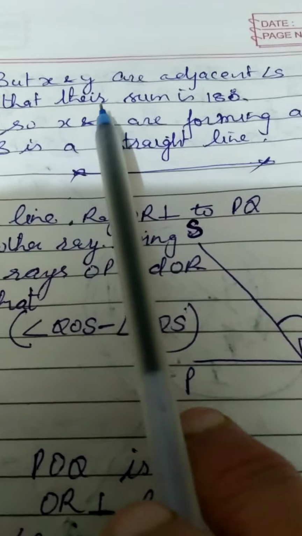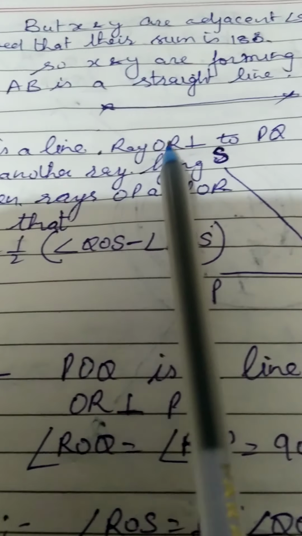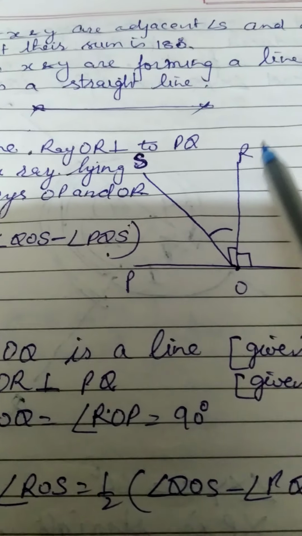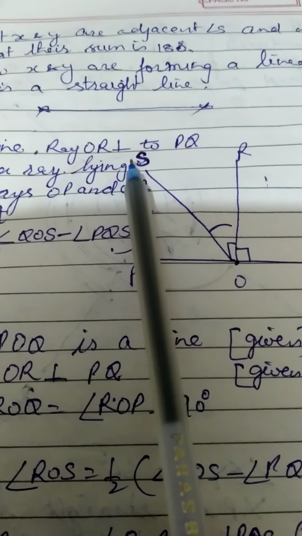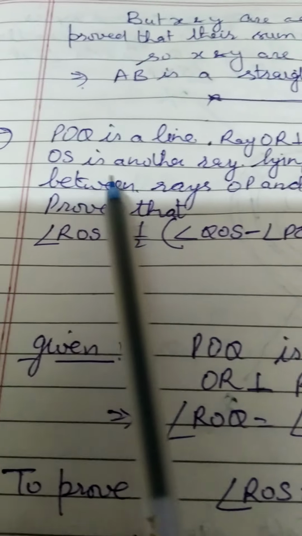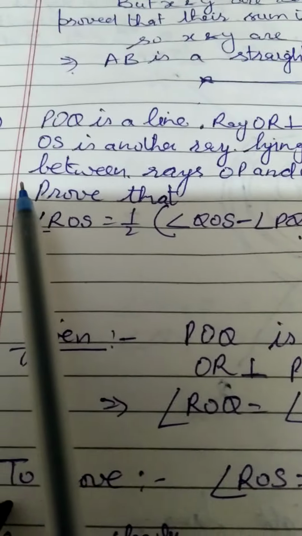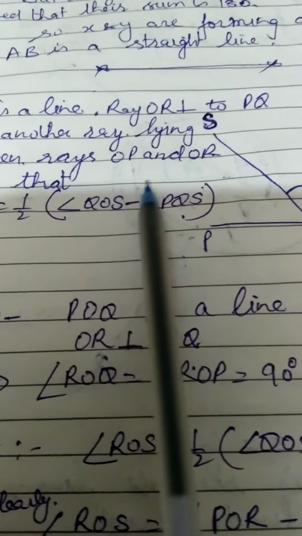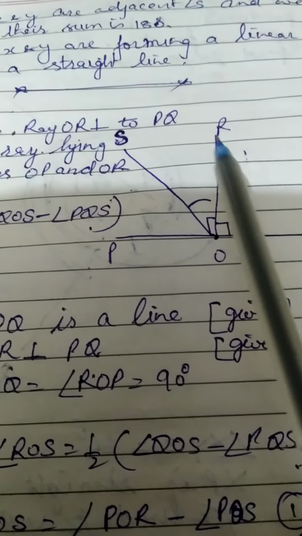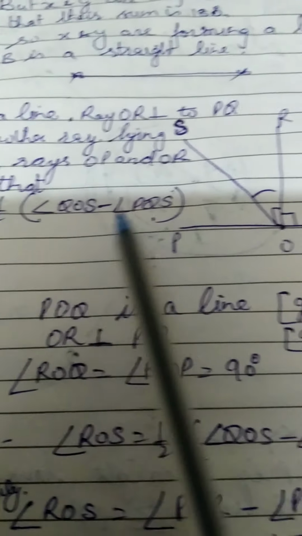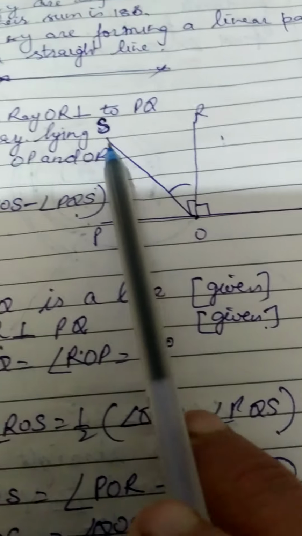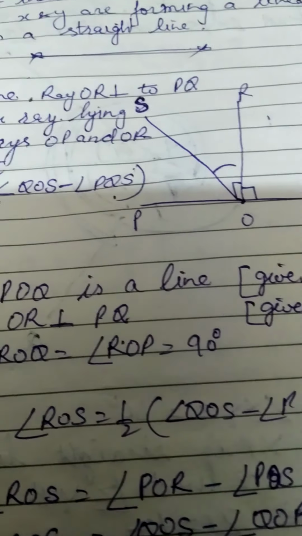The next is question number 5. POQ is a line. See, POQ is a line. Ray OR is perpendicular to PQ. OS is another ray. This OS is another ray lying between rays OP and OR. Prove that angle ROS is half of angle QOS minus angle POS.